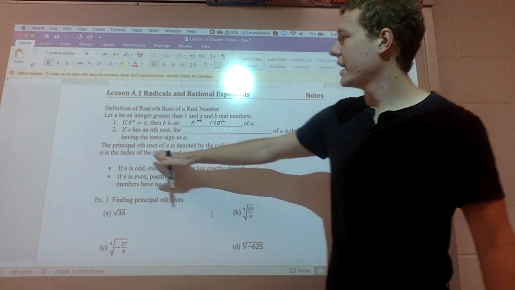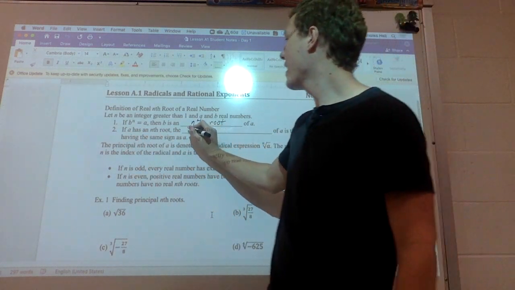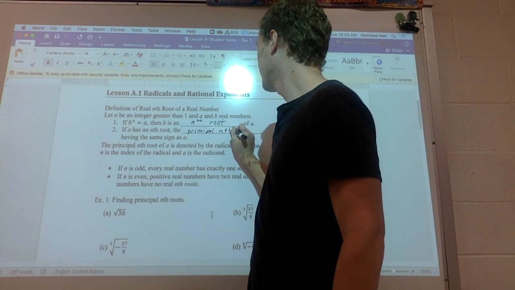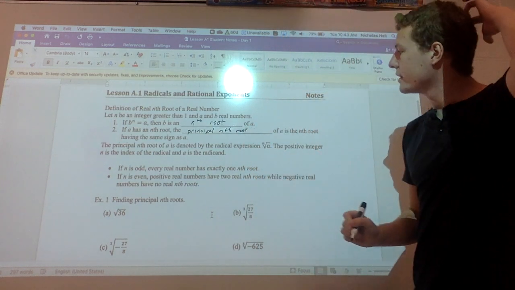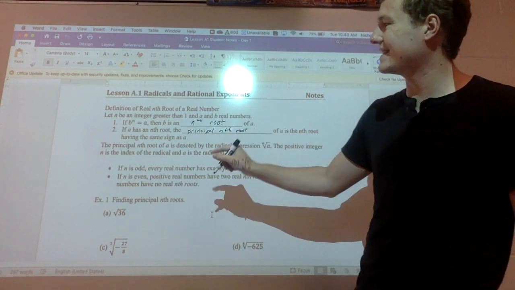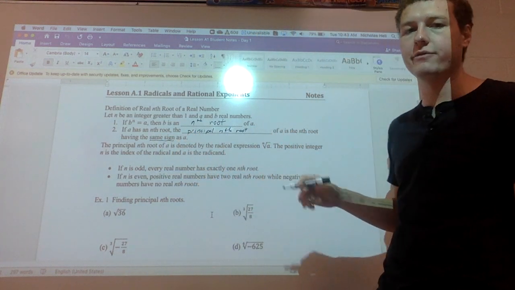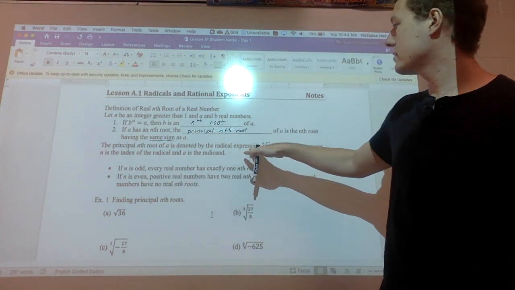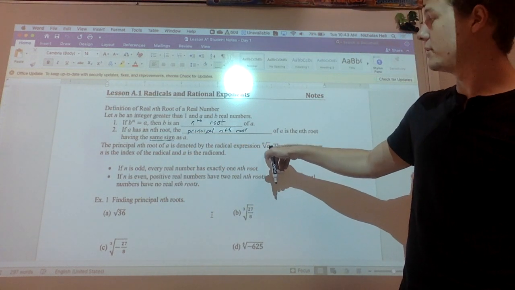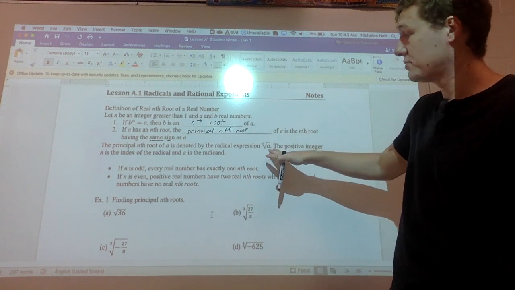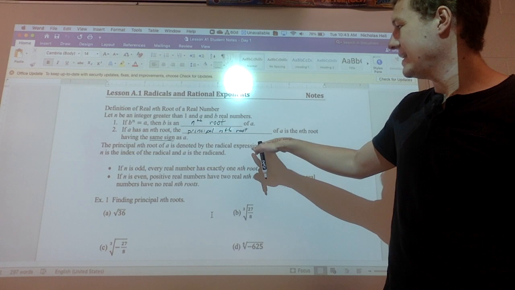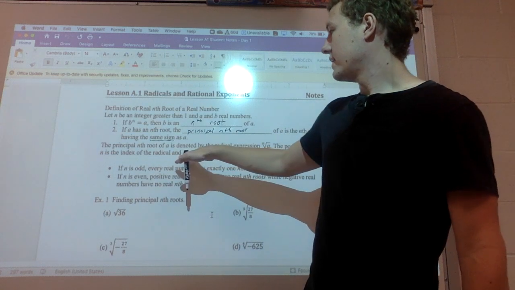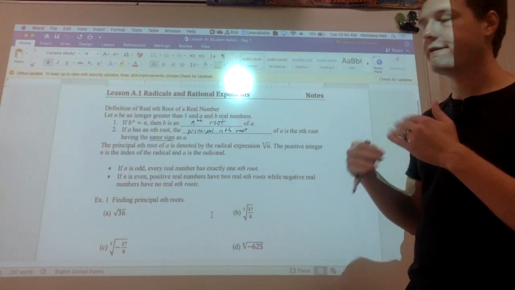So if a has an nth root, the principal nth root of a is the nth root having the same sign as a. So we do have to be careful about all of our signs. Principal nth root of a is going to be denoted by the radical expression, the nth root of a. You've seen square roots, you've seen cube roots. These mean the same thing. So nth root could be any index. The positive integer n is the index of the radical, and a is the radicand. So that's what we're trying to find multiple powers of.